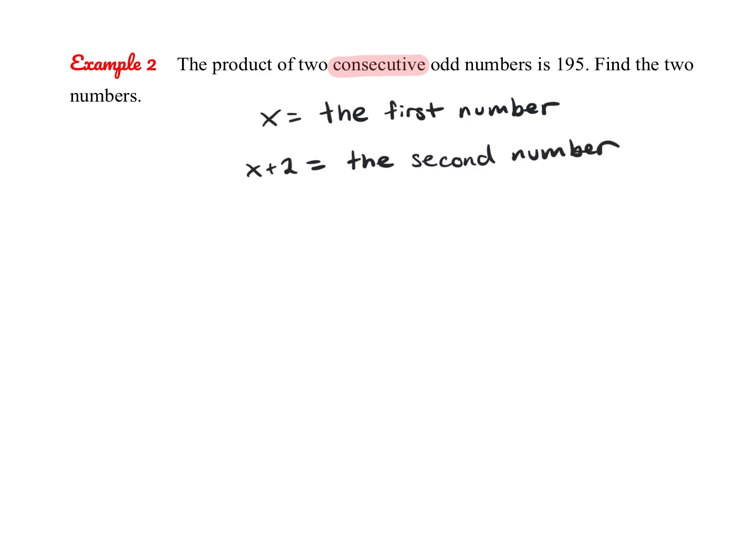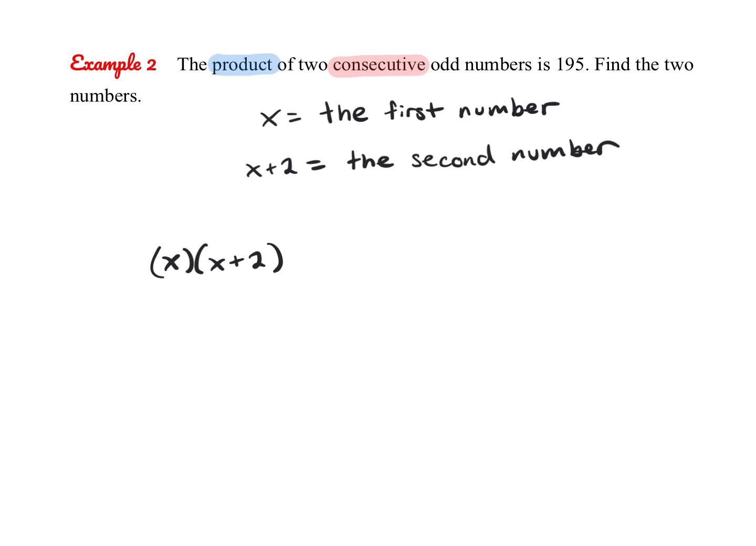Because again, they are consecutive, so it means it's the next one, and they are odd, which means they're always going to be 2 units apart. So now we have a way to define both of them. So now we're going to take the product of those two numbers. So we have x times x plus 2. So we're done with that first part of the phrase, the product of two consecutive odd numbers.